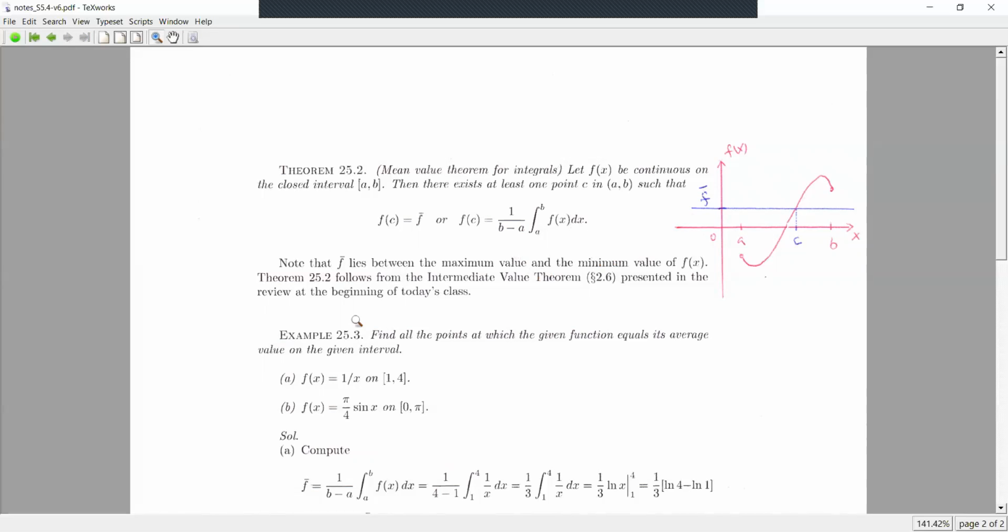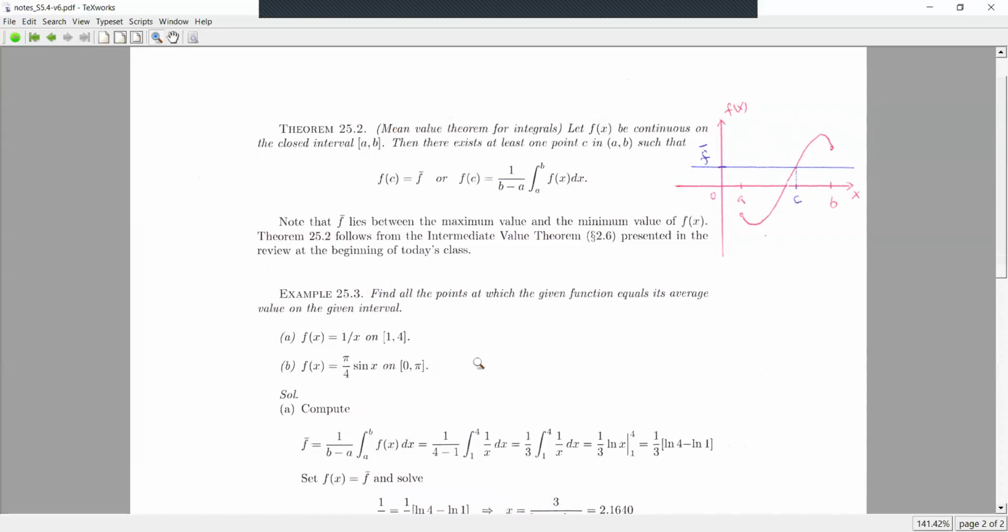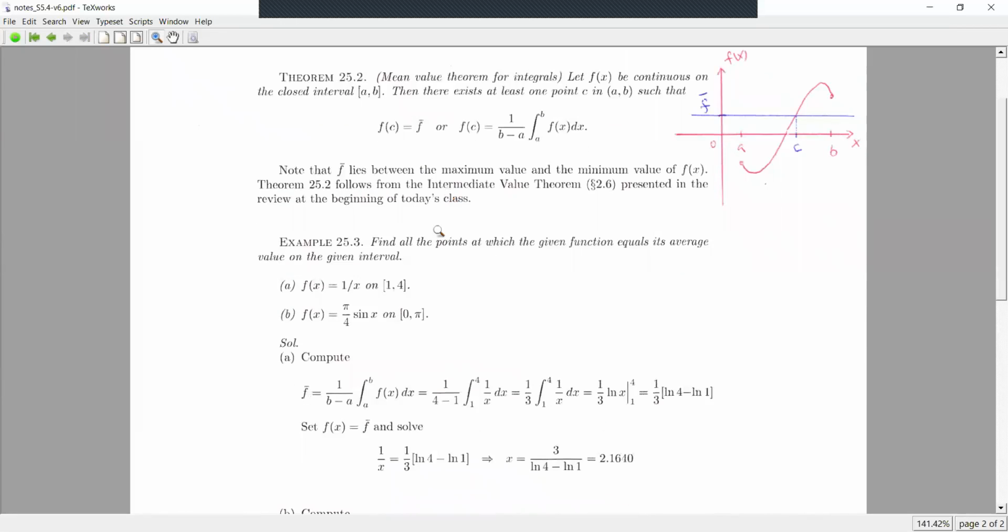Now, following the flow, here is an example about this theorem. In this example, we need to determine a C between A and B such that the function value at the point C is equal to the average function value. Example: find all the points at which the given function equals its average value on the given interval.